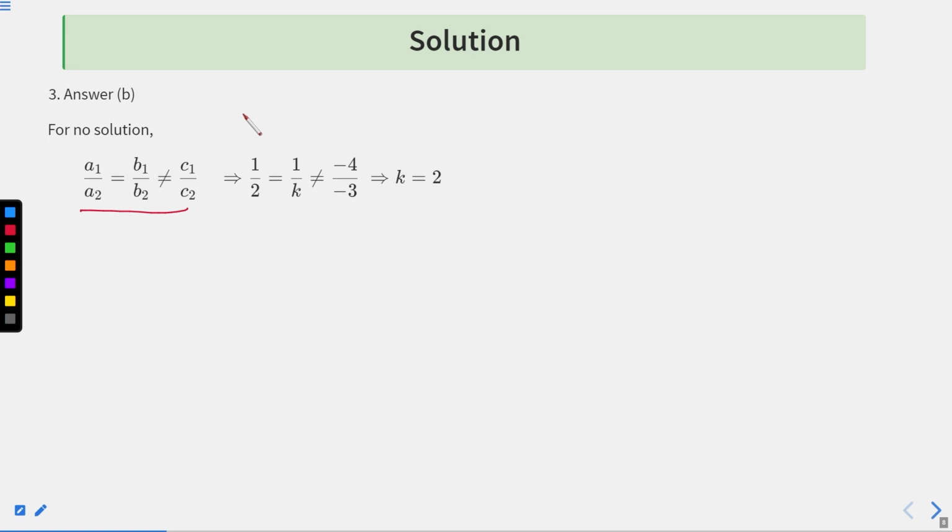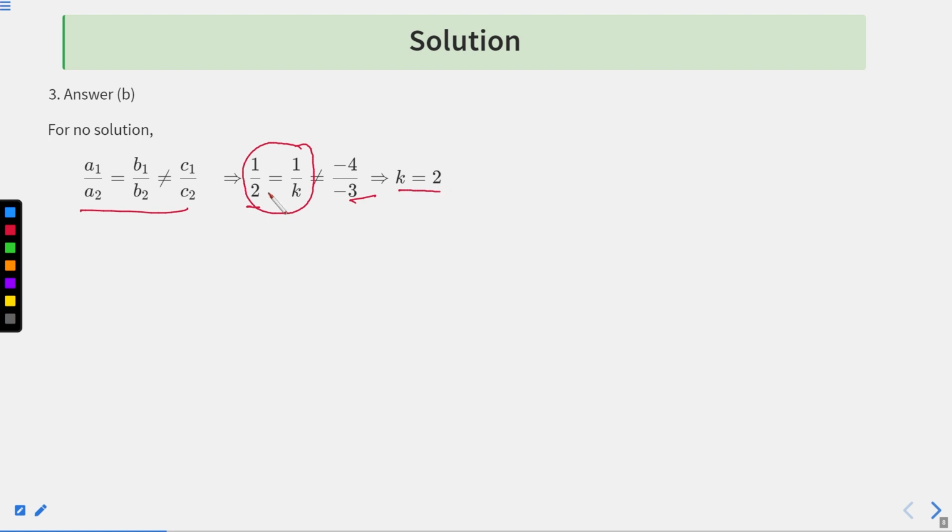Now if we find the ratios, a1/a2 is basically equal to 1/2, b1/b2 is equal to 1/k and c1/c2 is equal to -4/-3. So 1/2 = 1/k but does not equal -4/-3. Now if we take the equation 1/2 = 1/k, then we'll get the value of k, that is basically equal to 2. So the value of k is equal to 2.